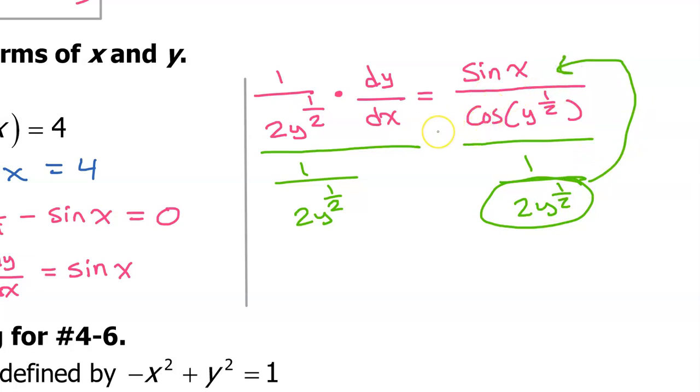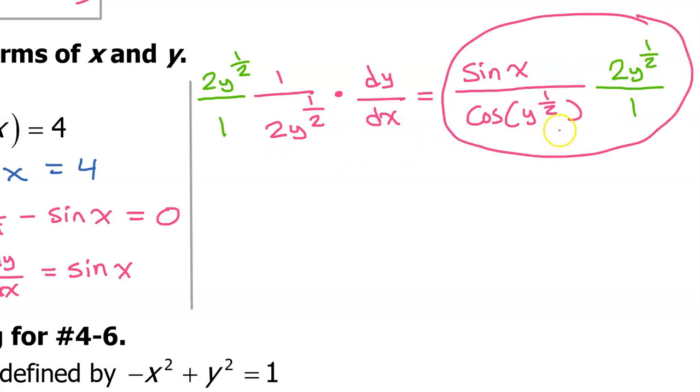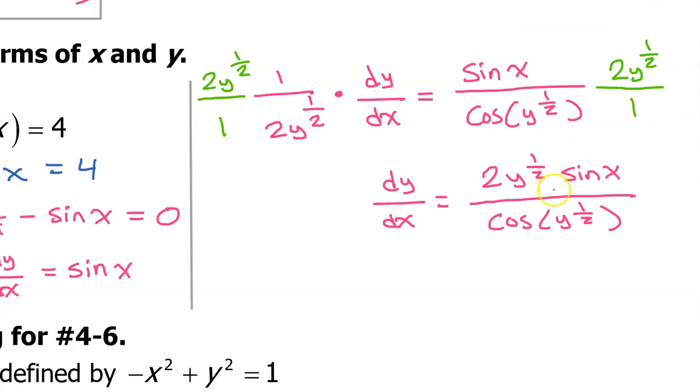But there's another way to think about it. You can think of it as multiplying both sides of the equation by the reciprocal of this fraction. That way, these are going to cancel each other out and leave you with dy dx, and you will be left with all of this on the right-hand side. So we get this. I just went ahead and put the 2y to the 1/2 power in the front, so it would be super clear that this is not inside the sine function somehow.